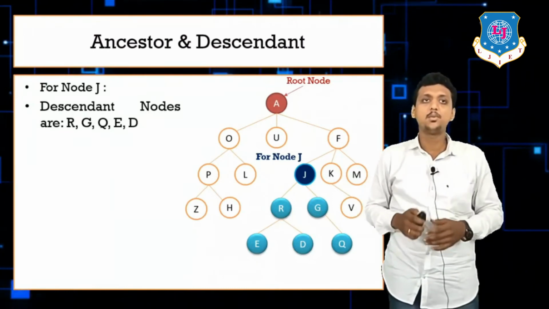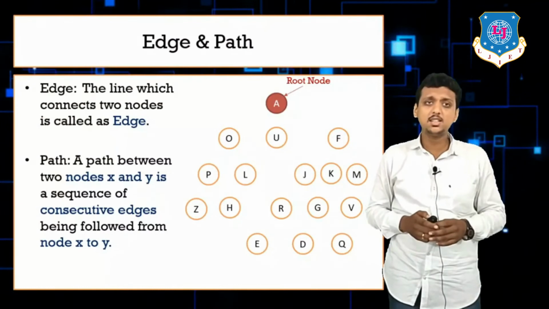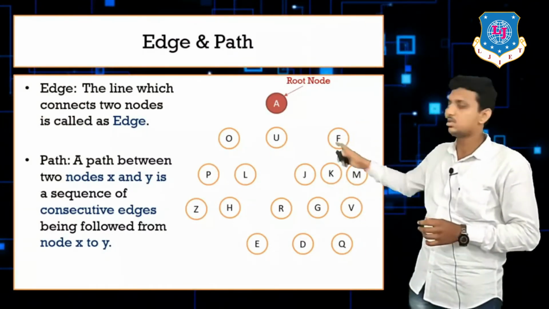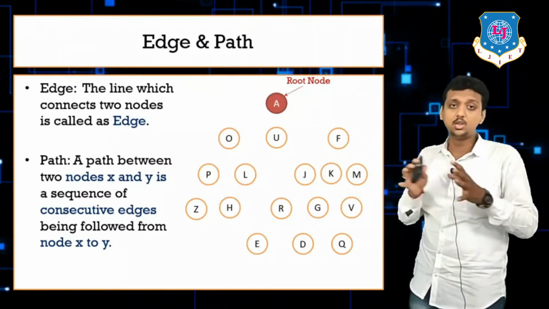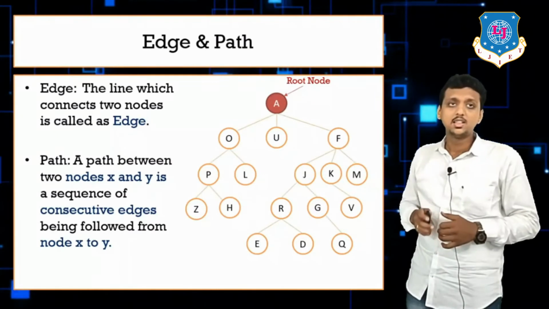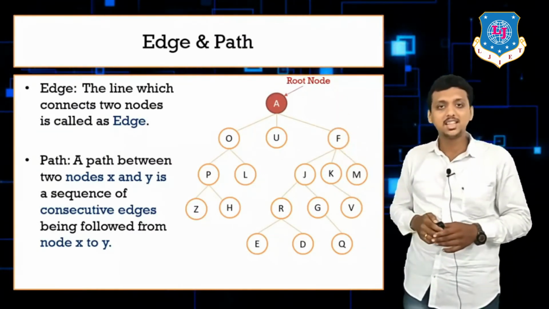Okay, now next is edge. If you consider this whole tree, right now there are no lines connected between these nodes. The line connected between two nodes is known as an edge.